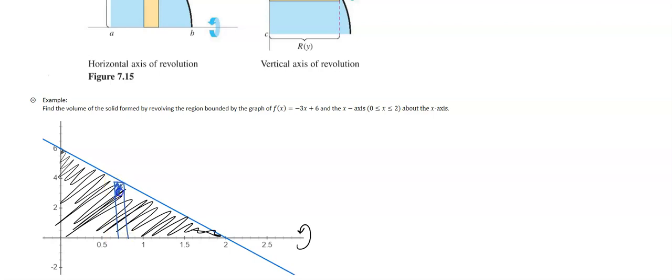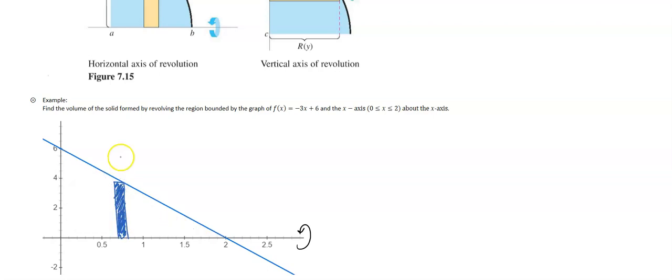So this would be an example of a rectangle. I am going to delete this shading here so you can see it a little clearer. So the height of this rectangle, r of x sub i, is basically whatever the function height is at x sub i. So my r of x is just going to be the function negative 3x plus 6. So my bounds, of course, are going to be from 0 to 2.